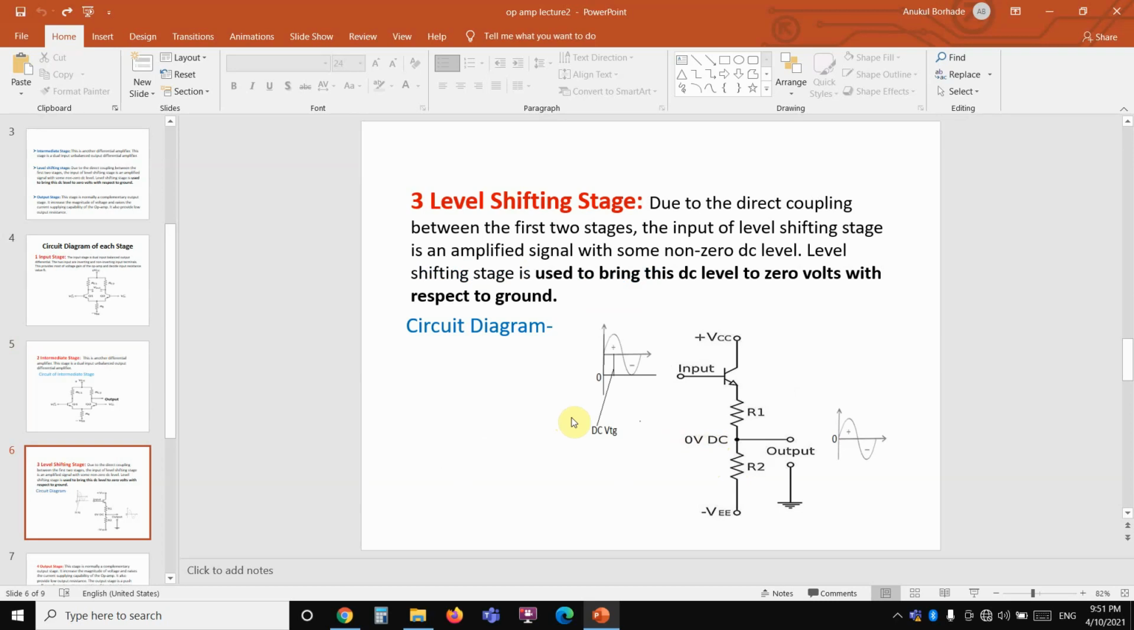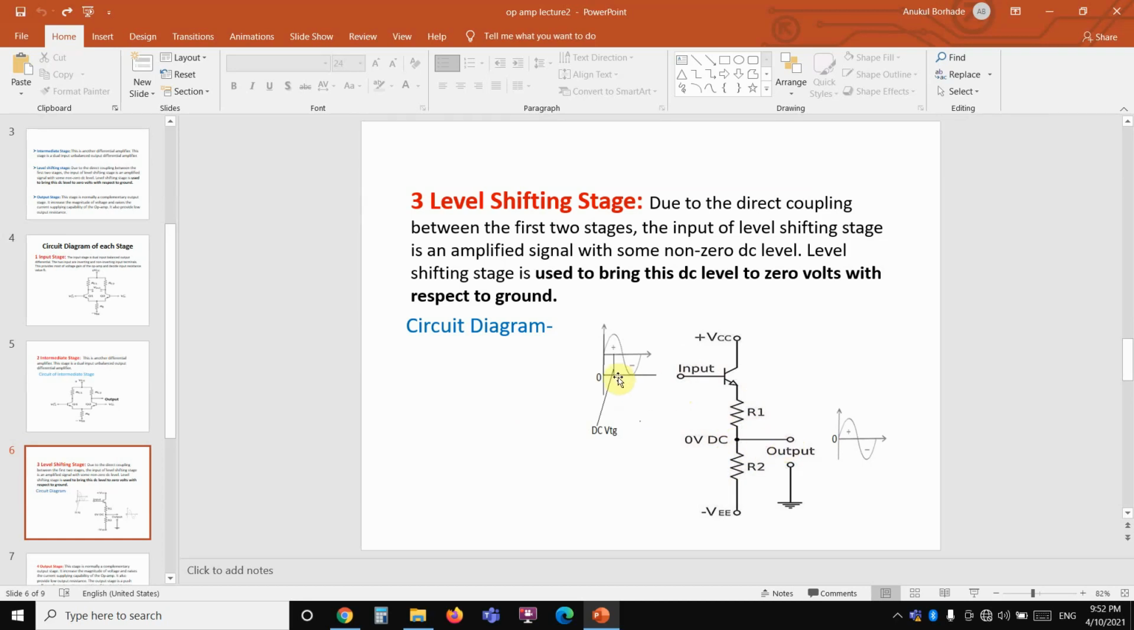This is a very important stage because if there is an absence of the level shifting stage, then the output has an AC as well as a DC signal. But we want only the AC output. Therefore, to reduce the DC level, we use the level shifting stage. It is the emitter follower stage. Why is this stage known as the emitter follower stage? Because in this circuit, the output is taken from the emitter terminal of the transistor.